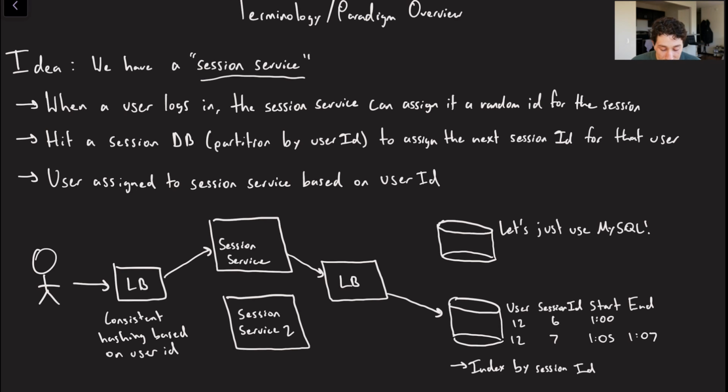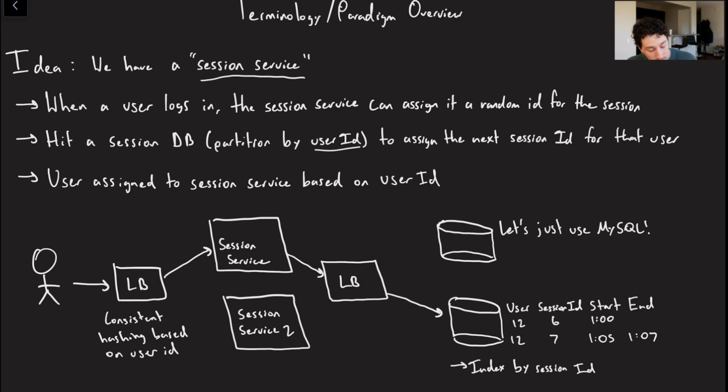Cool. So the way that we can pretty easily do that is, let's say our session service is partitioned, and we have a sessions database, which is also partitioned by user ID. When I first log in, the session service can reach out to the database. The database will assign me a new session ID based on the primary key, and then we can just use that for the duration of this session.